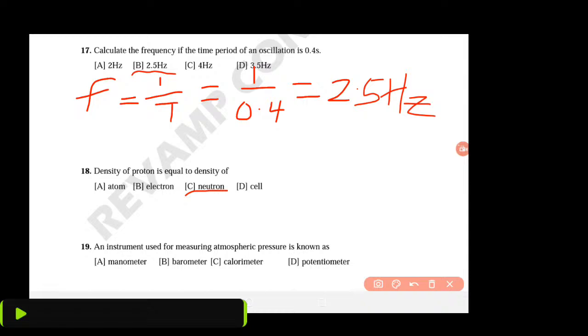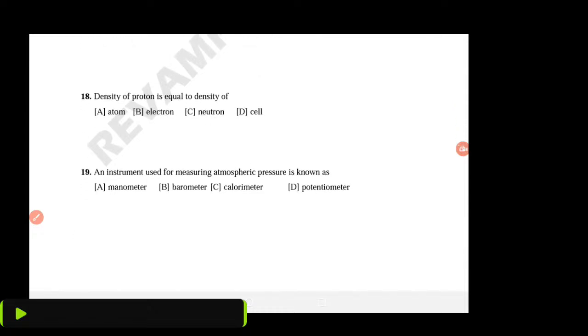Okay. Question number 19. An instrument used for measuring atmospheric pressure. That is a barometer. Remember, manometer is used for measuring gas pressure, so barometer is used for measuring atmospheric pressure. Calorimeter is used for measuring the quantity of heat in a body, while potentiometer is used for measuring potential difference across a wire.